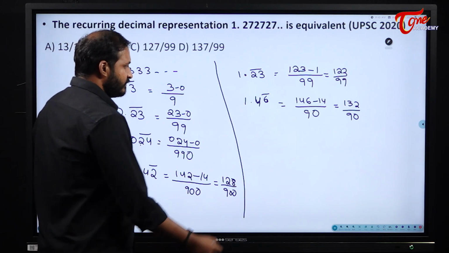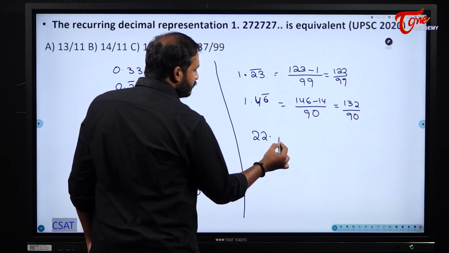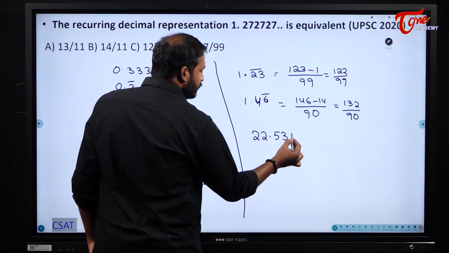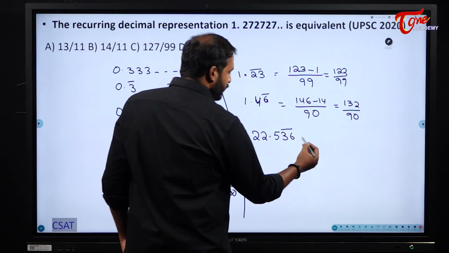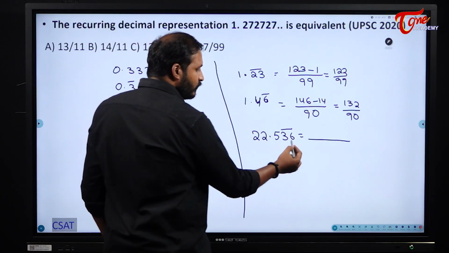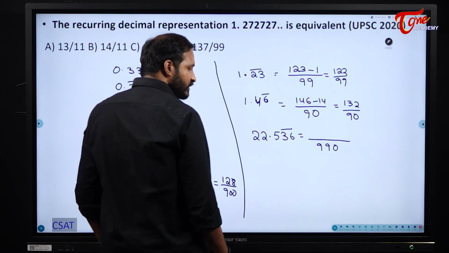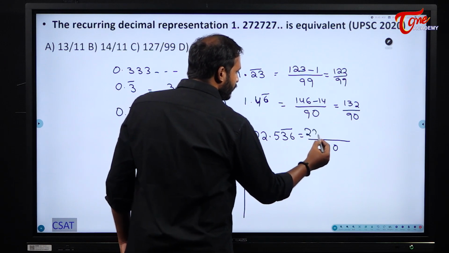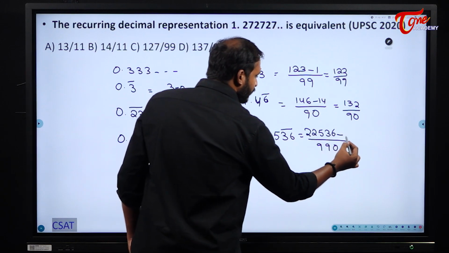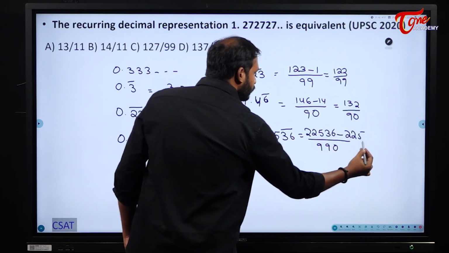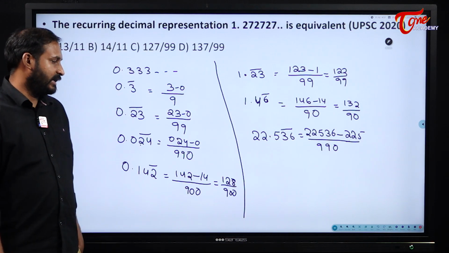Okay. Next, similarly, if I have something like this, 22.536 bar, where only the bar is on 36. Now, for this, first of all write the denominator: 2 repeating and 1 non-repeating. So 2 repeating, 2 nines, and 1 non-repeating, 1 zero. Next, write the complete number 22536 minus the non-repeating part, which is 225. In this manner, you need to write the recurring and non-recurring.